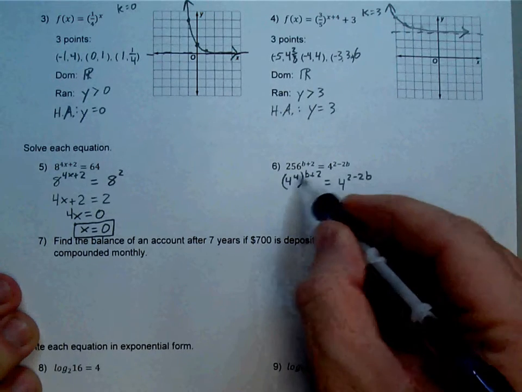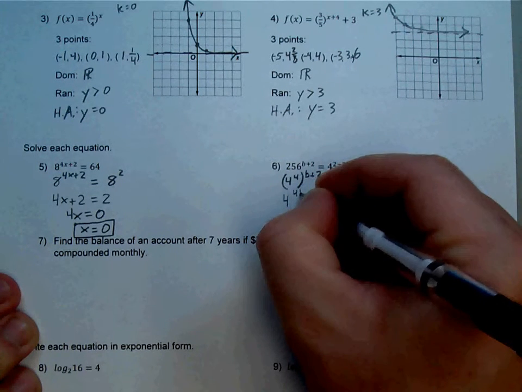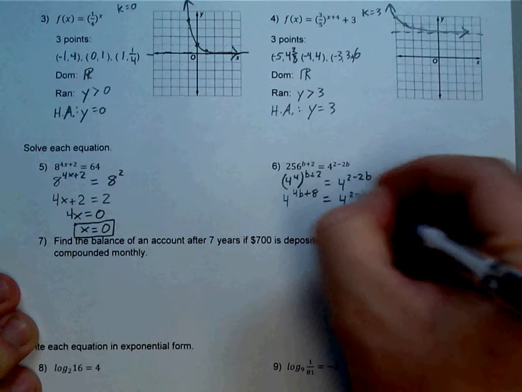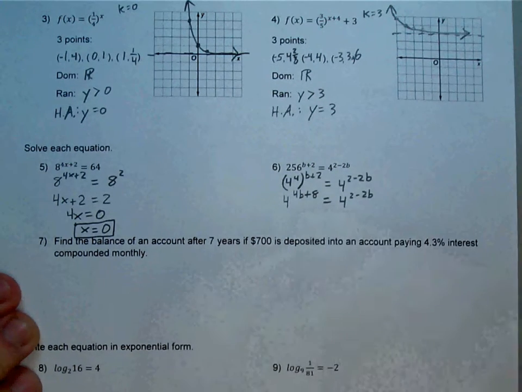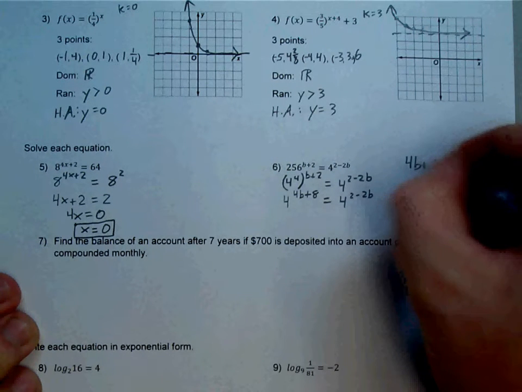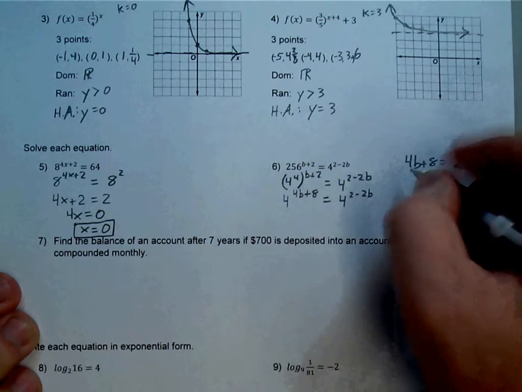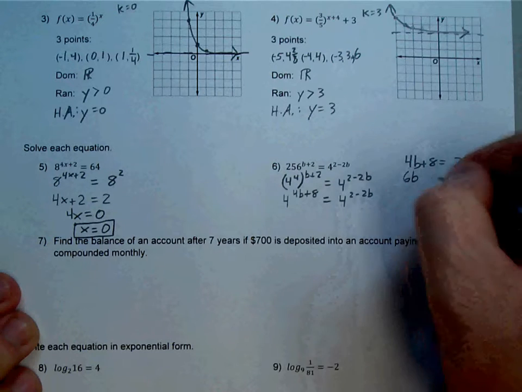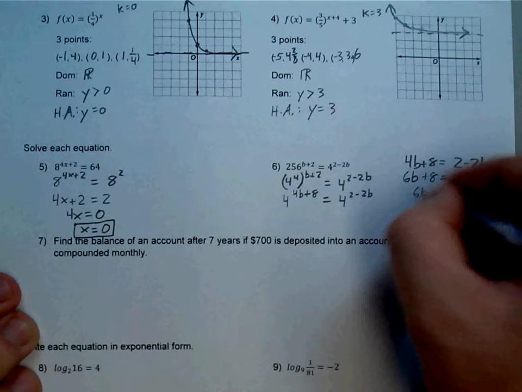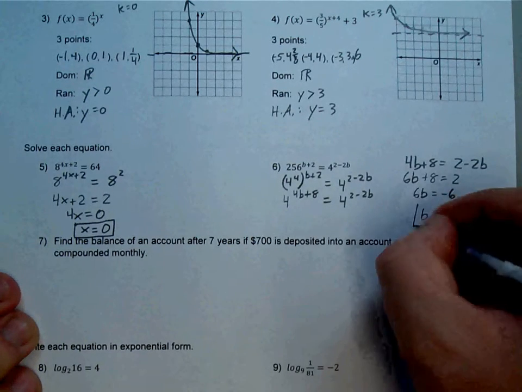So here, 4 to the 4th, it already had an exponent, so I have to distribute that exponent. So it becomes 4 to the 4b plus 8. Now I have the same base numbers, so I can drop the base numbers. I know the exponents have to equal. So 4b plus 8 has to equal 2 minus 2b. So let's add 2b to both sides. Subtract 8. Divide by 6, I see b is equal to -1.